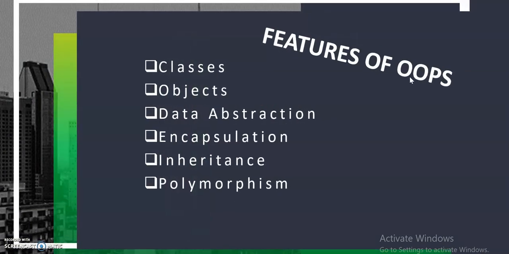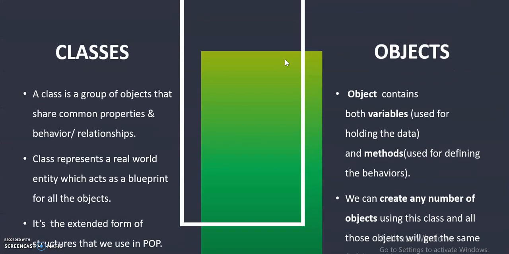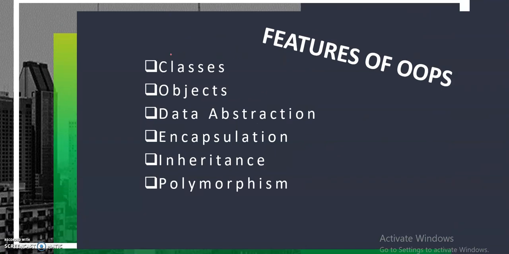So let's go with the features of OOPs. Features of object-oriented programming language. Here are the very basic and major parts of OOPs, that is classes, objects, data abstraction, encapsulation, inheritance and polymorphism. These are very helpful and the major features of OOPs. That's why we use OOPs in our programming languages. So let's start with each and every topic in detail.